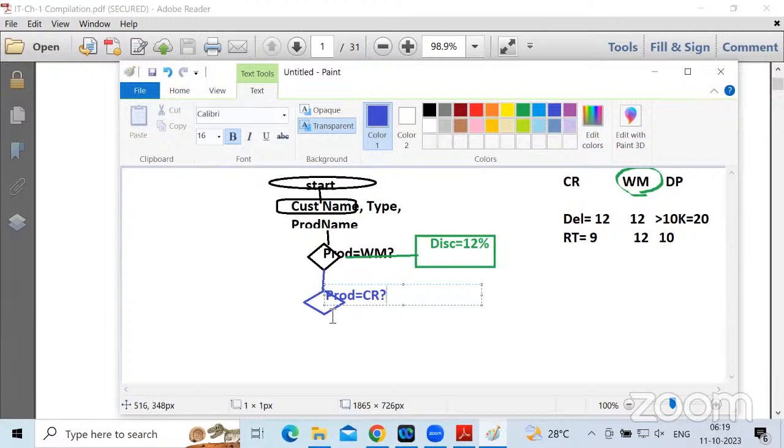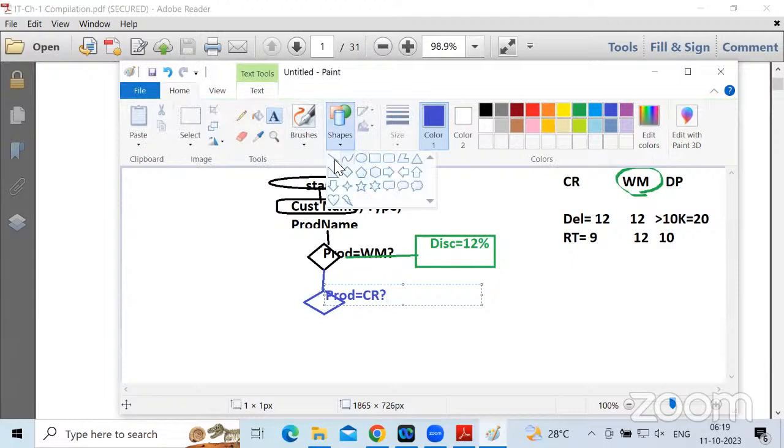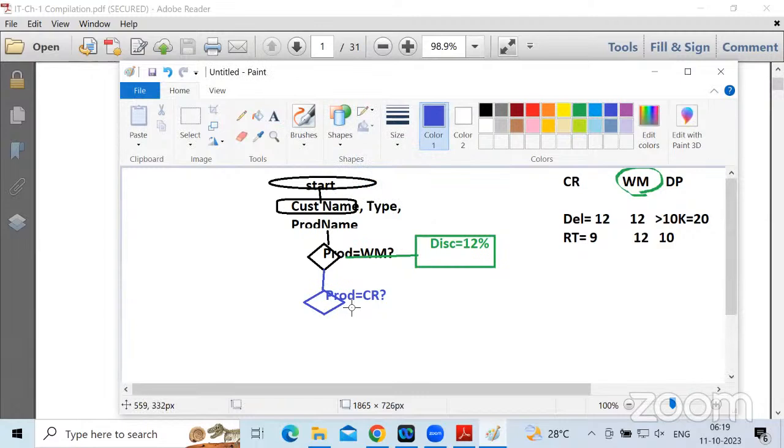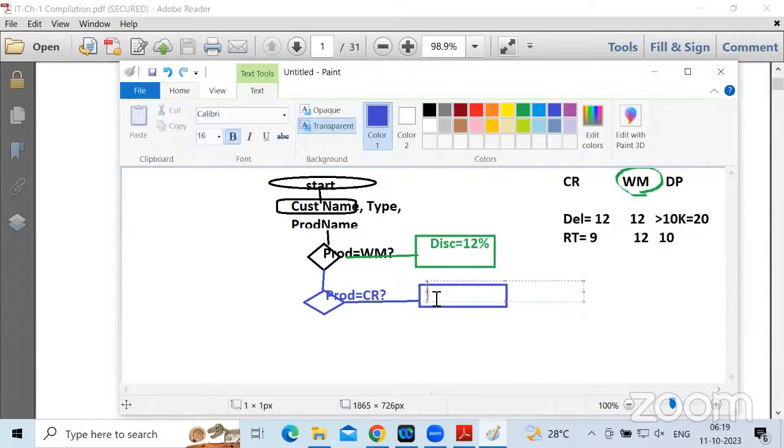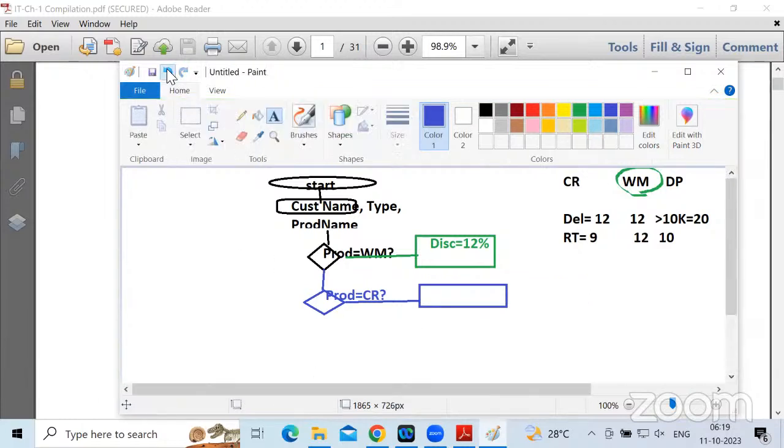Now you are checking the product is cooking range. So now if it is cooking range, what will be the next operation? So again, we have to create a link. Then through the process. Now, what are the conditions? There are two conditions. So again, you have to ask one more question. What's the question you have to ask?